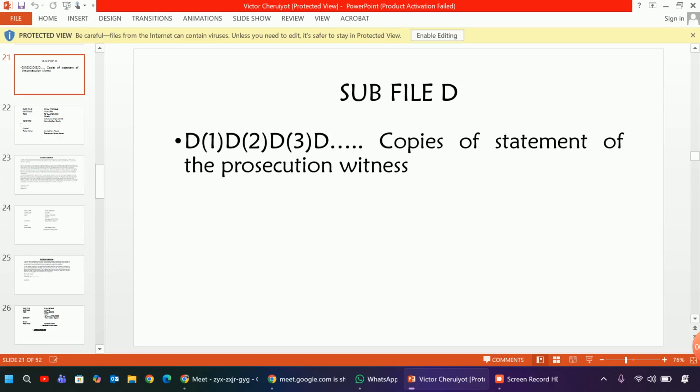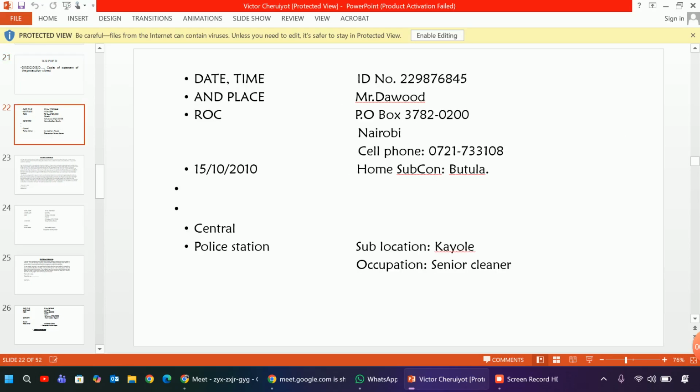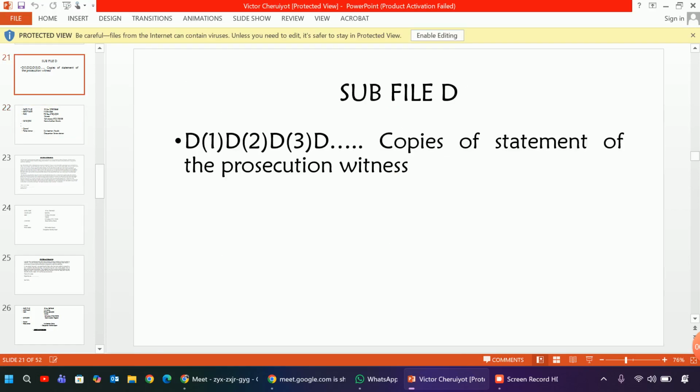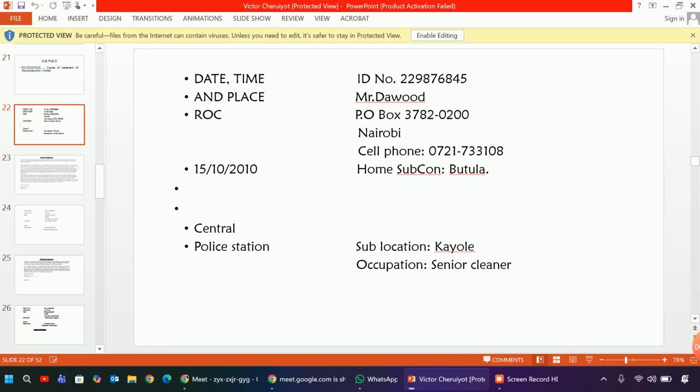Subfile D, we're going to have D1, D2, D3, all those contain the copies of the statements of the prosecution witnesses. And remember that the IO forms part of the prosecution witnesses, and each statement will go to the last subfile. So this is a sample of the first prosecution witness, Mr. Dawood.